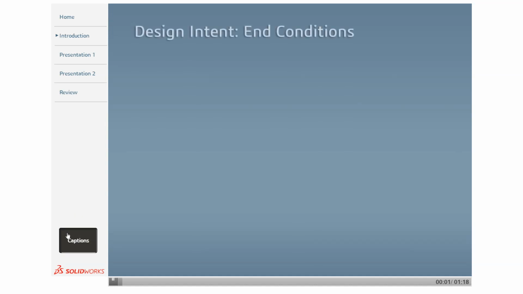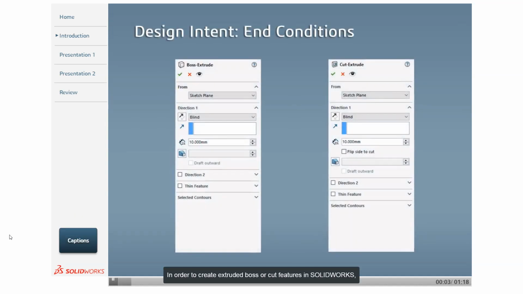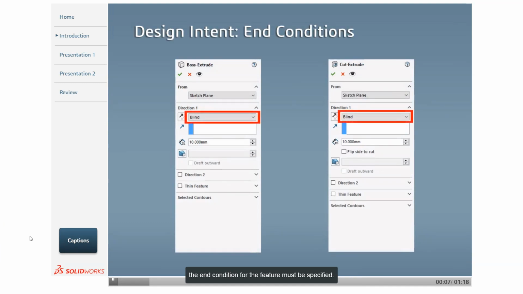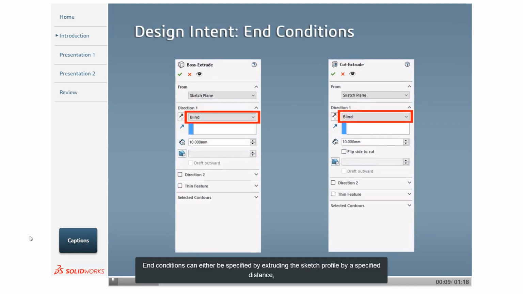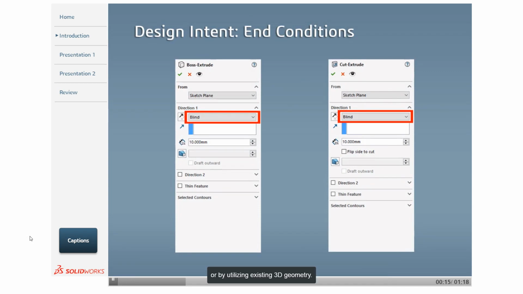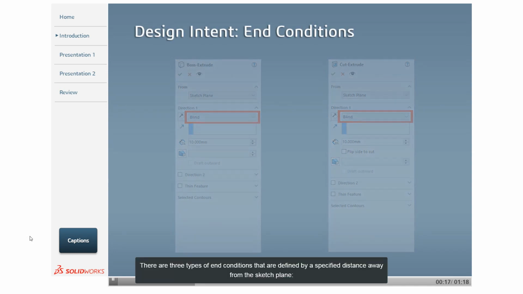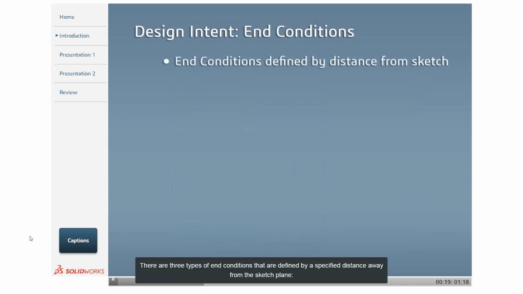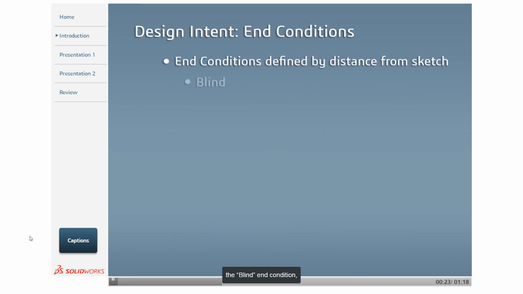In order to create extruded boss or cut features in SOLIDWORKS, the end condition for the feature must be specified. End conditions can either be specified by extruding the sketch profile by a specified distance or by utilizing existing 3D geometry. There are three types of end conditions that are defined by a specified distance away from the sketch plane: the blind end condition, the through-all end condition, and the mid-plane end condition.